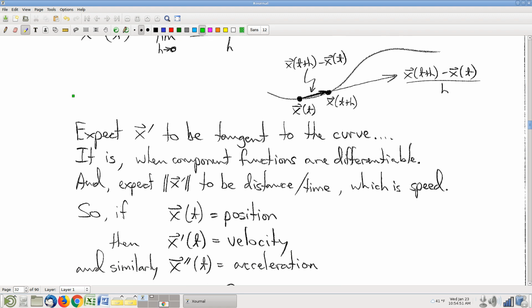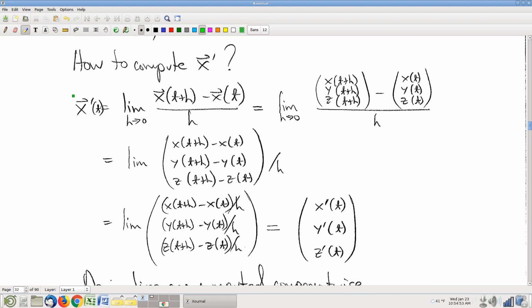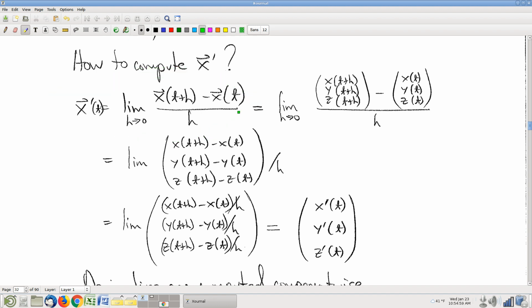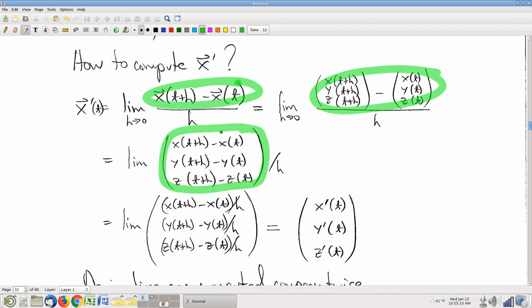So here's the really good news. The good news is that if you look carefully at this formula for how to compute a derivative, and just kind of go through the process, it turns out really nicely. There's a difference of two vectors, which, by the way, we know how to do. Differences are computed component-wise.